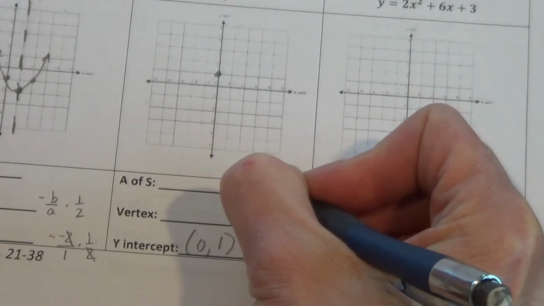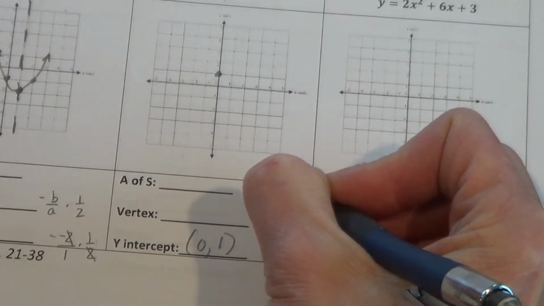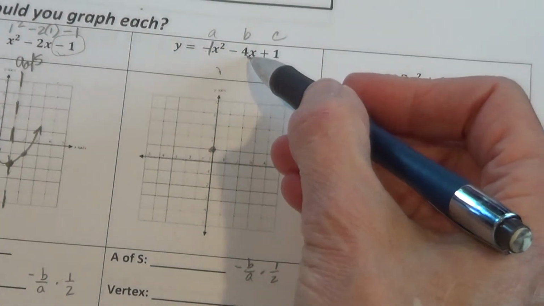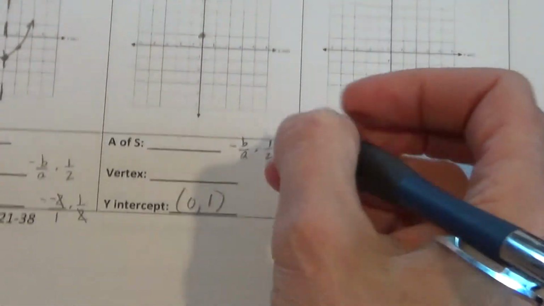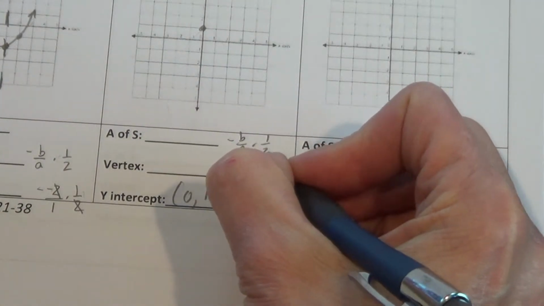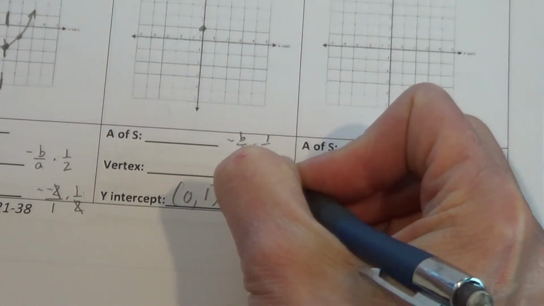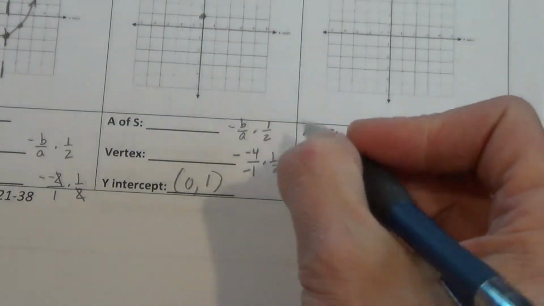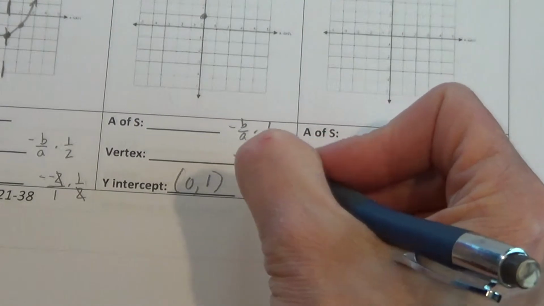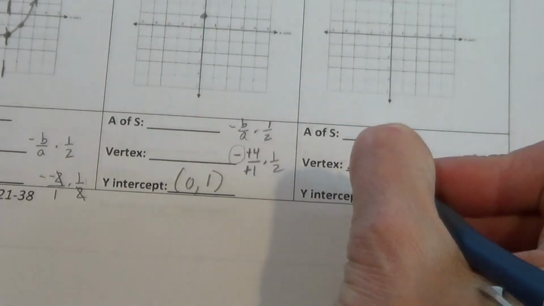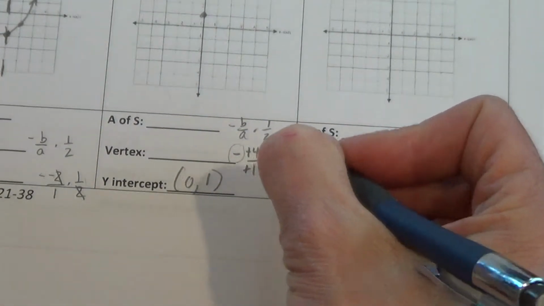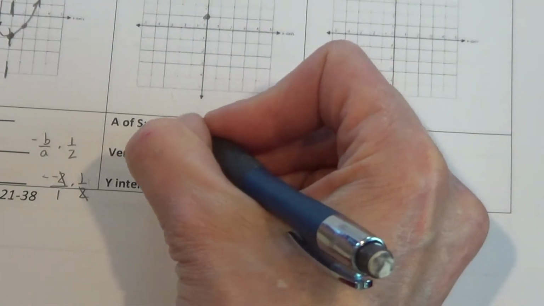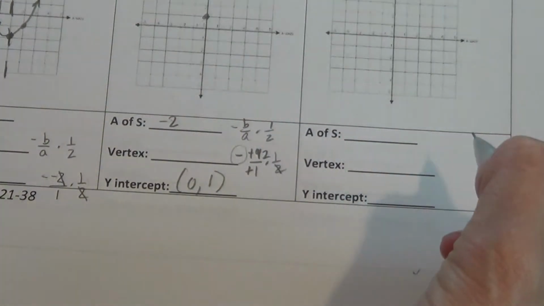Let's find our axis of symmetry. Negative b over a times 1/2. Okay. If we look up here, the b value is -4, a value is -1. So negative 4 over -1 times 1/2. Okay. Negative and a negative cancel. We still have one negative there. The 2 and the 4 will reduce. That leaves a 2 on top, so our axis of symmetry is -2.